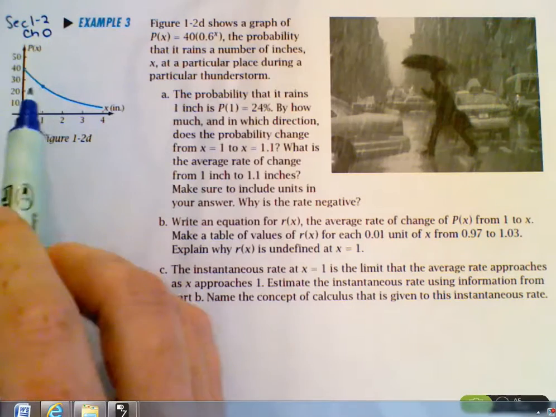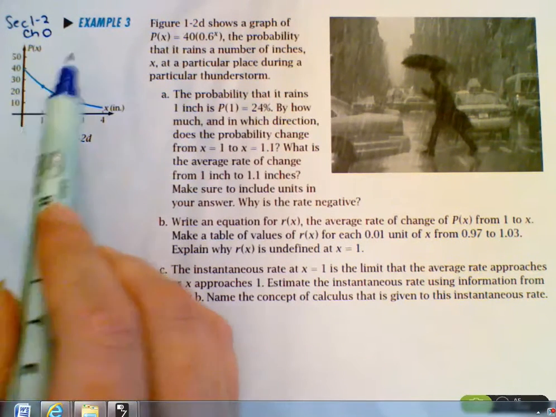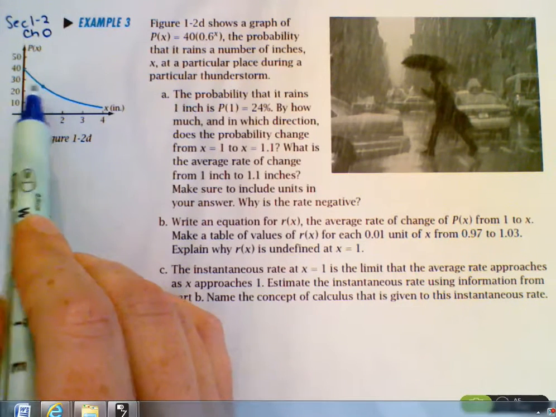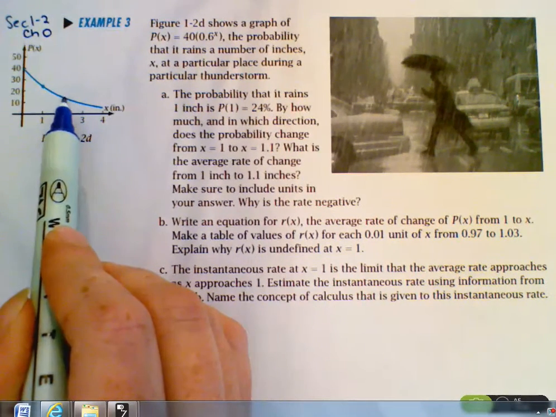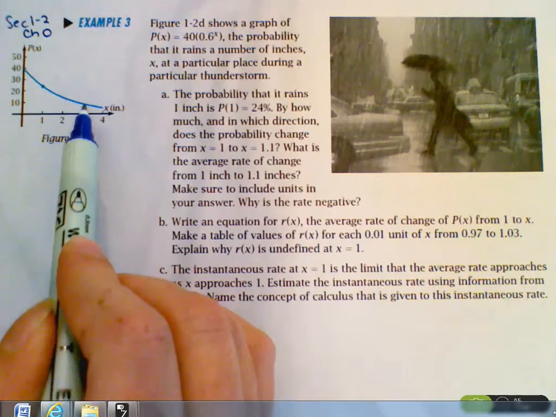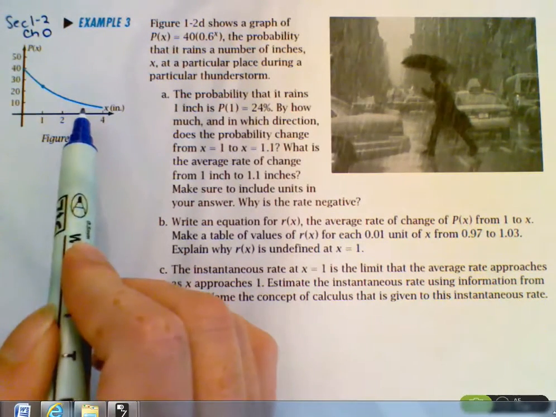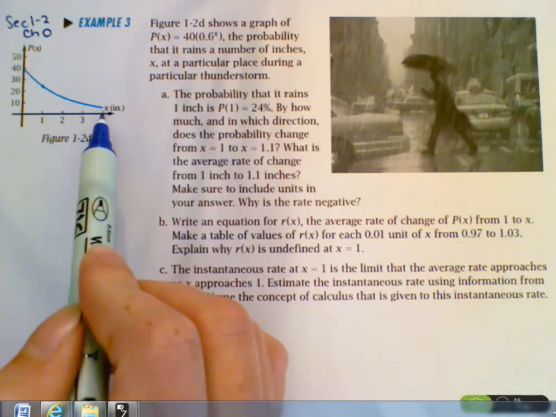As you look at this graph, you can see that the probability that it would rain 1 inch is about between 20 and 30%. The probability that it's going to rain 2 inches is between 20 and 10%. For 3 inches, you can see it's decreasing, which hopefully makes sense. The probability that it'd rain 1 inch is going to be greater than the probability that it'd rain 4 inches.